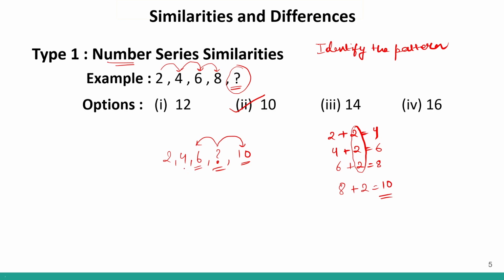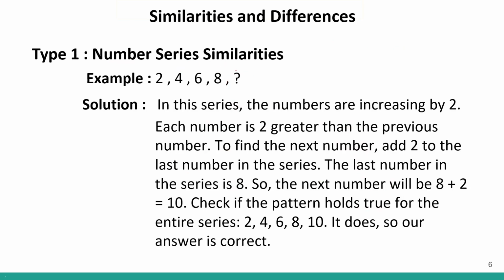Now, the next type of question, over here you can look at the solution. So in this series, the numbers are increasing by 2. Each number is 2 greater than the previous number like we followed. So plus 2, plus 2, plus 2 and plus 2.